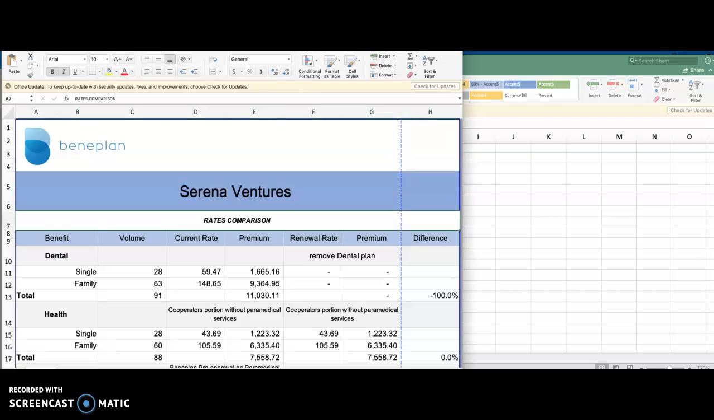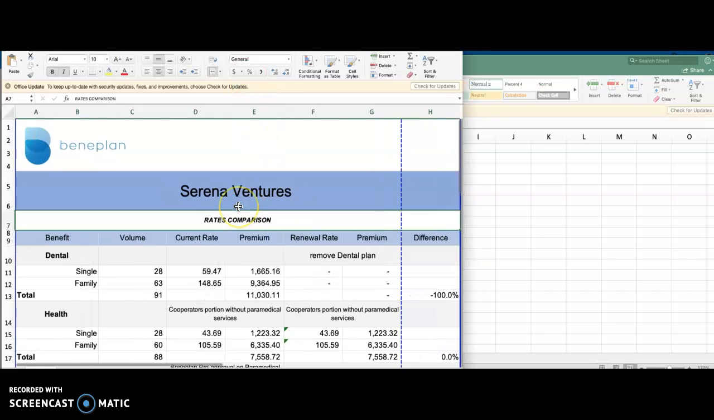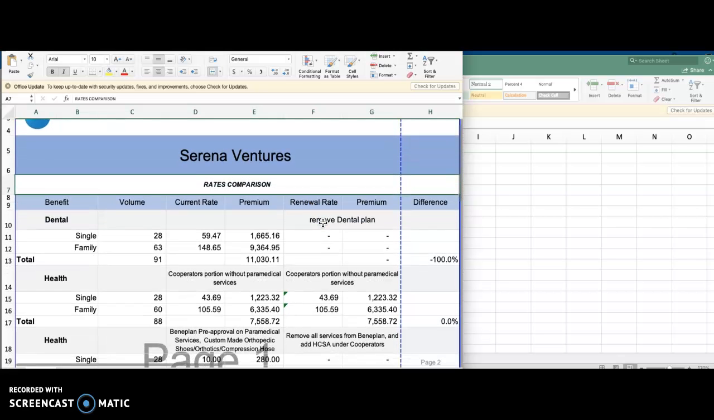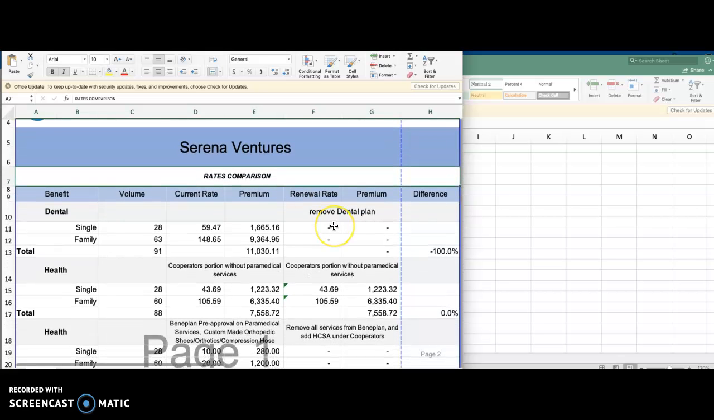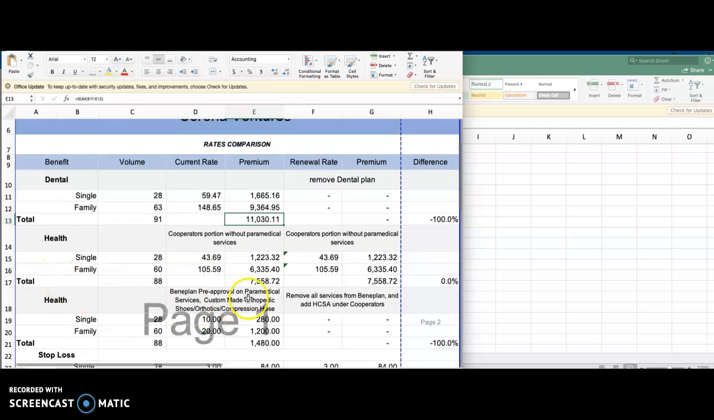Now let's take a look at this sample company. So again, Serena Ventures, it's a company that we don't cover. It's just a name I threw on here. So let's look at how much the company is going to save if we take all of the dental dollars and the paramedical dollars away and we just stick it in a health spending account. So the first thing that's going to happen is we're going to delete the dental premium completely. Let's just delete it. And then let's delete the health paramedical premium.